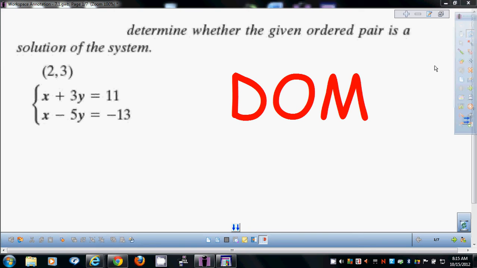Who figured out the answer to this question? Yes. How did you find that? That's right. You just plug them in.